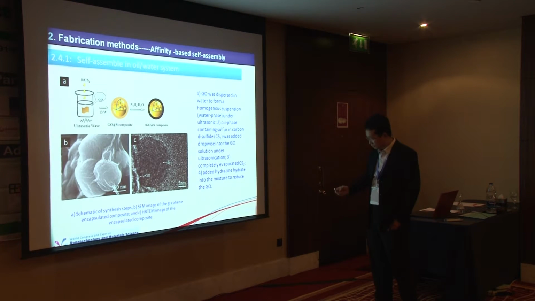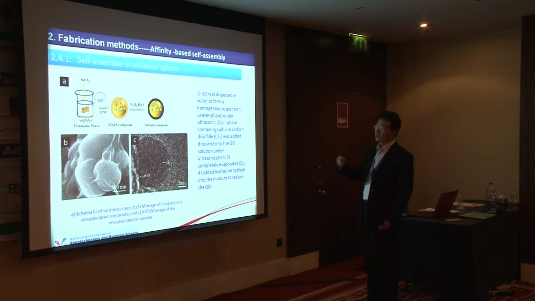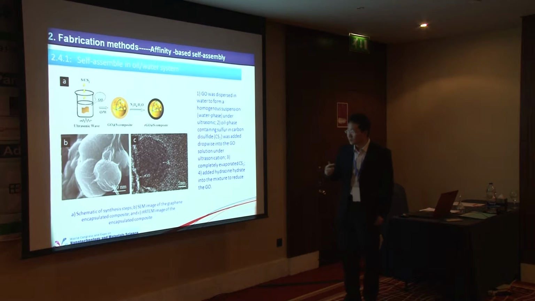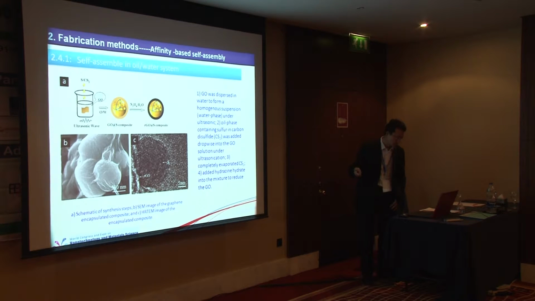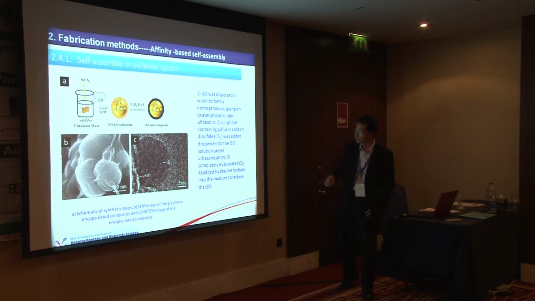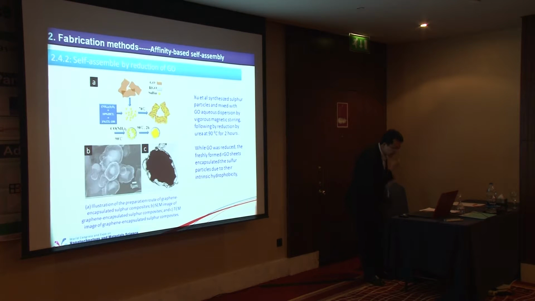They also show this SEM image and also TEM image to show this RGO, during this reducing process, wraps the core materials. Here is sulfur. Okay, sulfur is another electrode material in the shell, to store the energy.